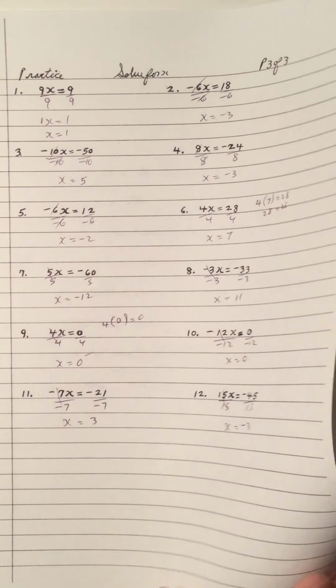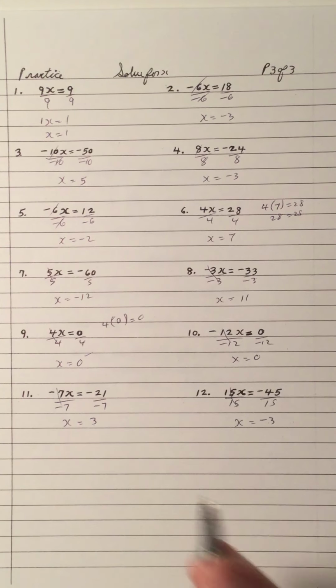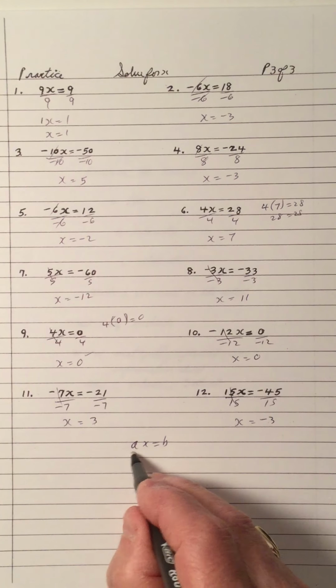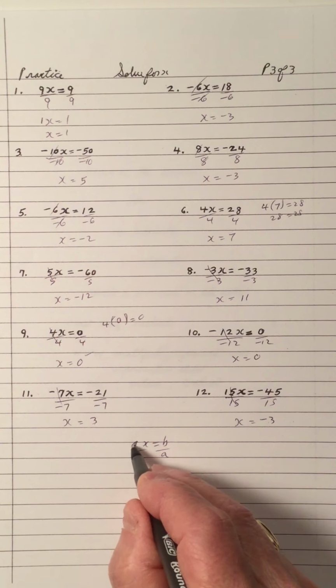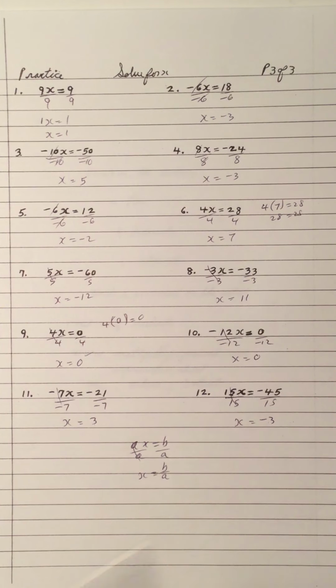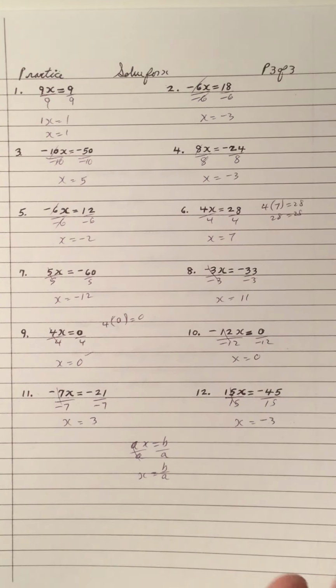So that brings us to the end of this video on solving the equation ax equals b, where you divide both sides by the a, so you get a b over a answer, which could be simplified to an integer in this case.